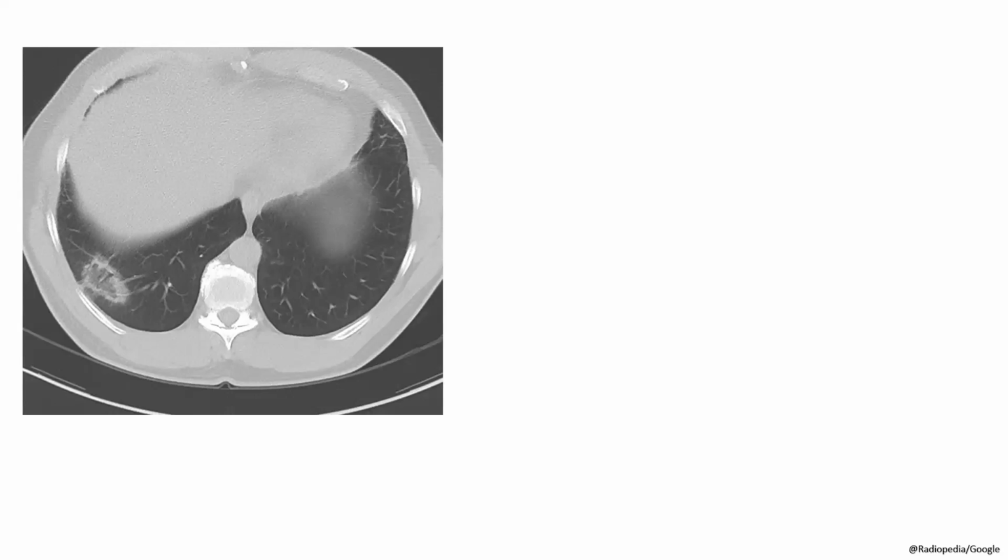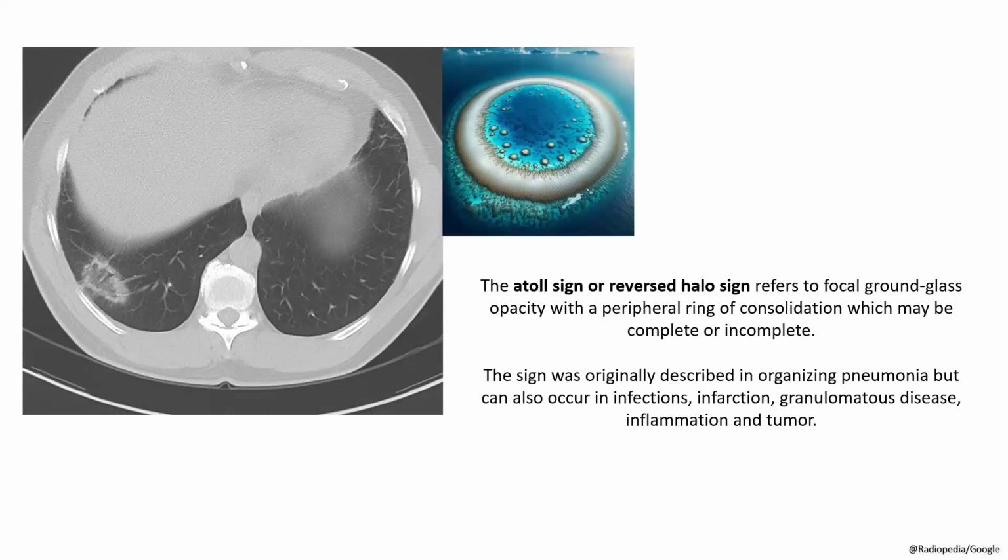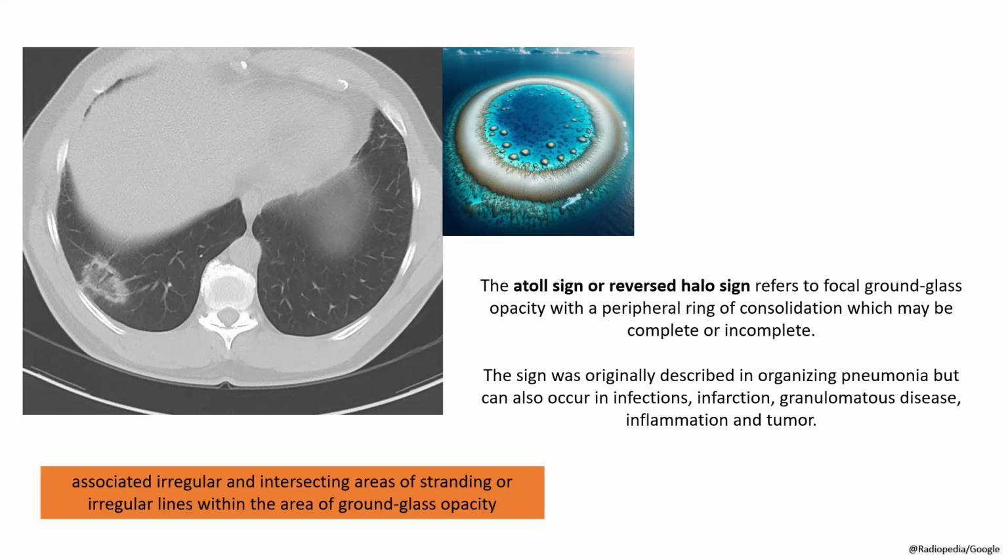What is this sign? This is atoll sign or inverted halo sign, which refers to focal ground glass opacity with a peripheral ring of consolidation, which can be complete or incomplete. And this sign was originally described in organizing pneumonia, but can also occur in infection, infarction, granulomatous disease, inflammation, and tumor. So this is atoll sign or reverse halo sign.